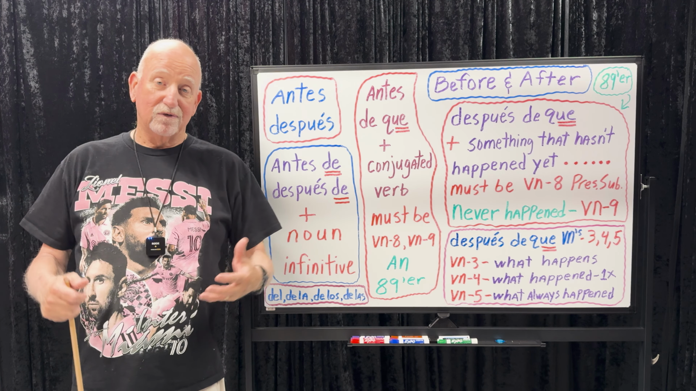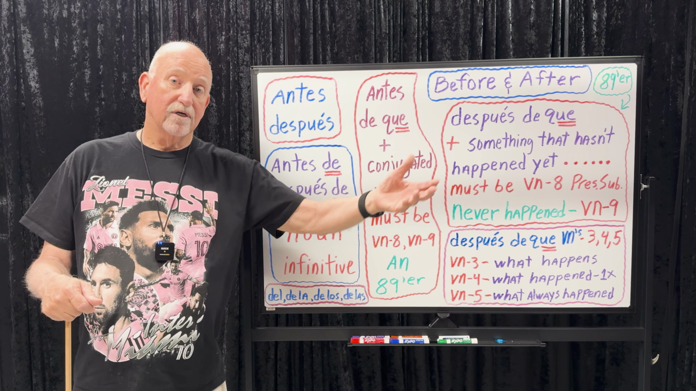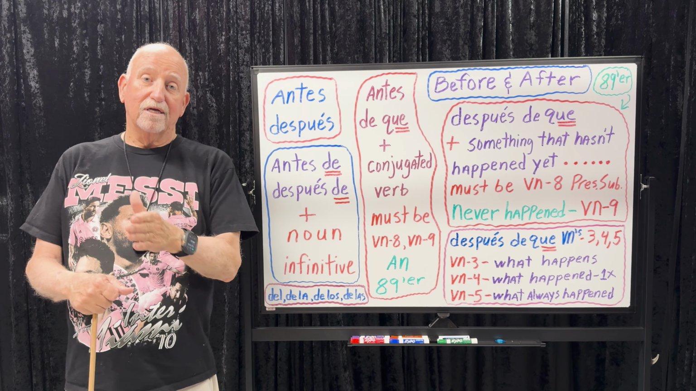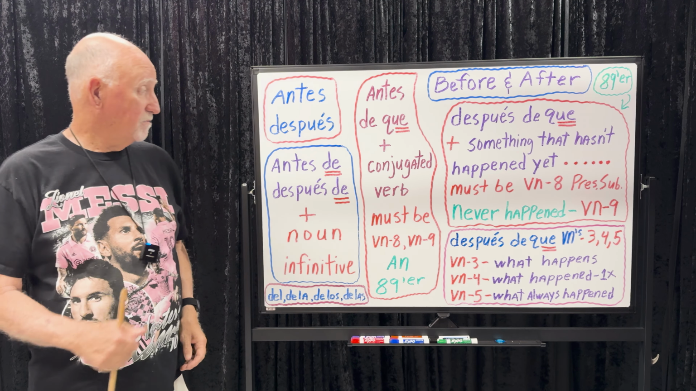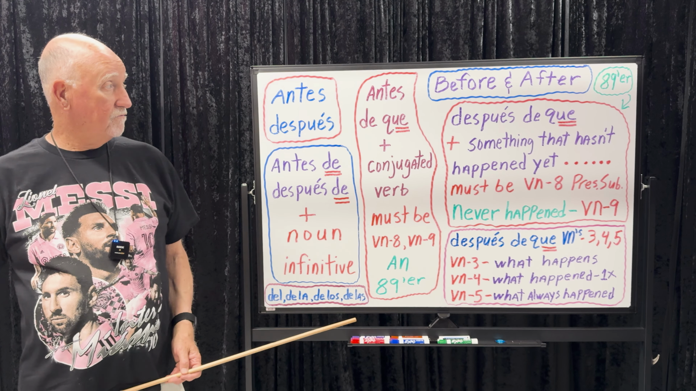Remember, there are only three time frames, unless I missed one along the way. There's the present, which we're trapped in. That's where we live. We plan for the future, think of the future, and remember the past. So present, past, and future are our three time frames. So we're going to look at antes de que with a conjugated verb, and it's going to have to be an 89er, a subjunctive, either present or past subjunctive.